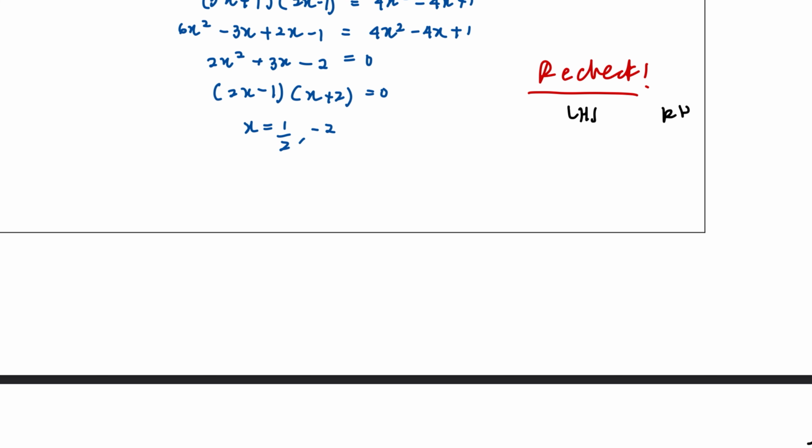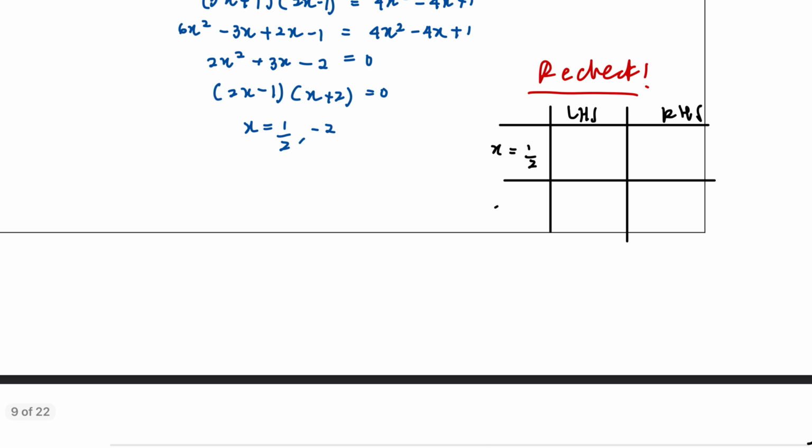Left hand side, right hand side. Macam ni. Alright. Okay, so masukkan nombor kita. Sini x equal to 1 over 2. Bawah x equal to negative 2. So, untuk 1 over 2, kita akan dapat nilai yang sama. Set 10 over 2. Right hand side pun dapat set 10 over 2.